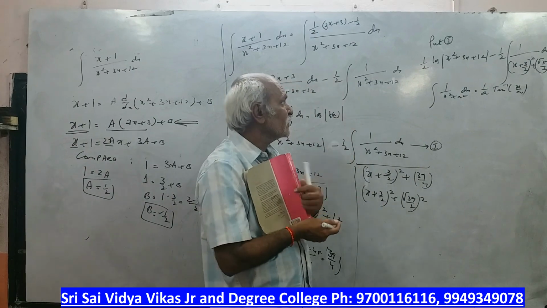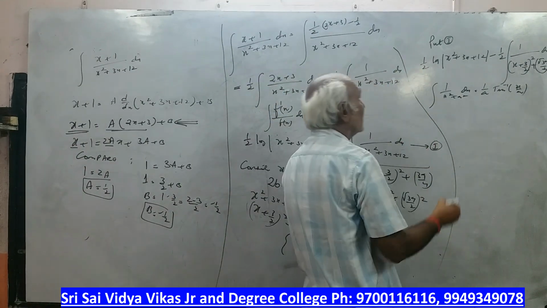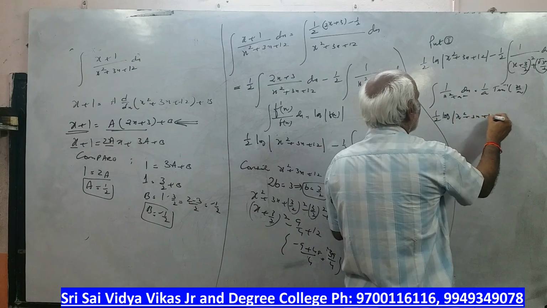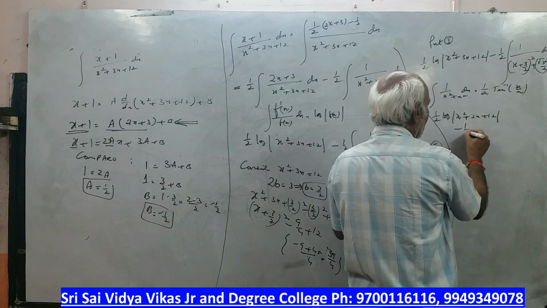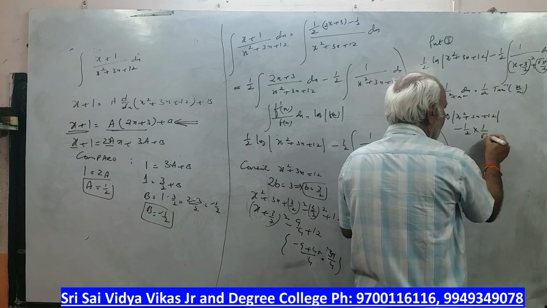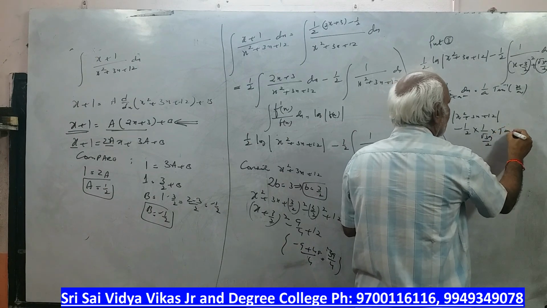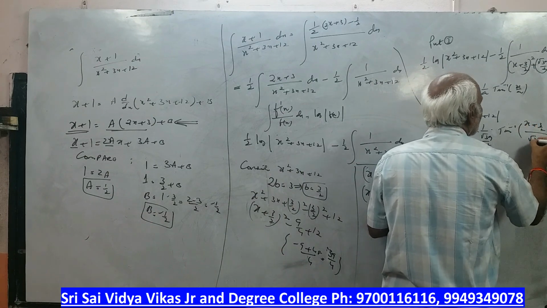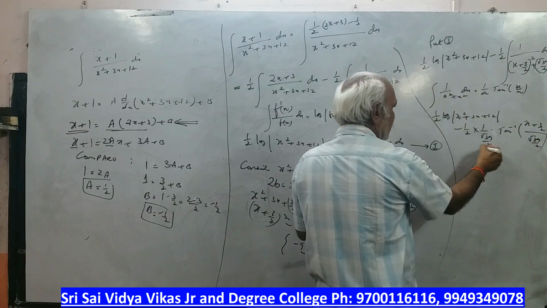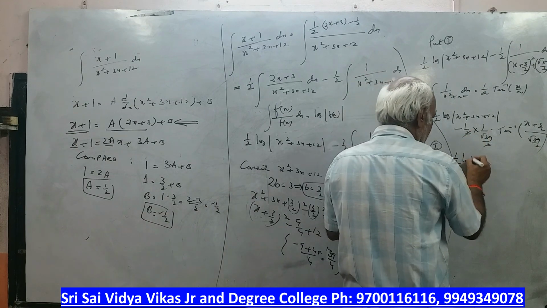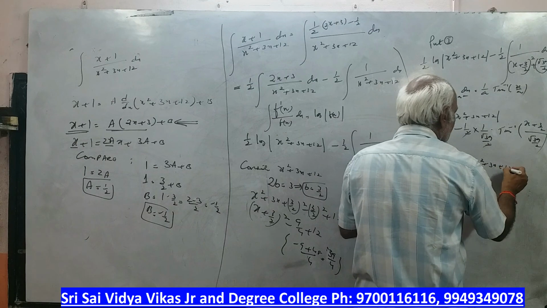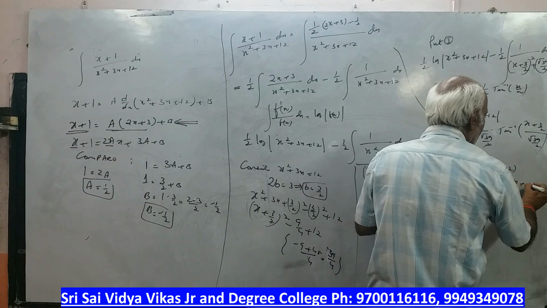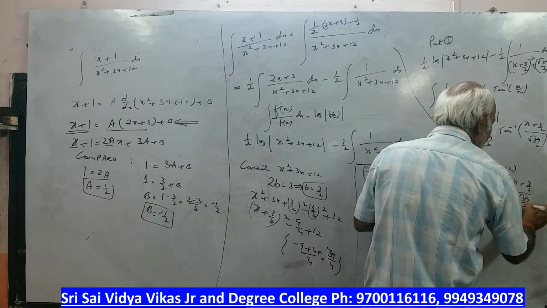Look at here, again we are using the same procedure, right? Therefore the final answer will become 1 by 2 log of x square plus 3x plus 12 minus 1 by 2. 1 by a means what, sir? Root 39 by 2 into tan inverse x by a, by root 39 by 2. So this 2 will get cancelled. Final answer: 1 by 2 log of x square plus 3x plus 12 minus 1 by root 39 tan inverse of x plus 3 by 2 by root 39 by 2.